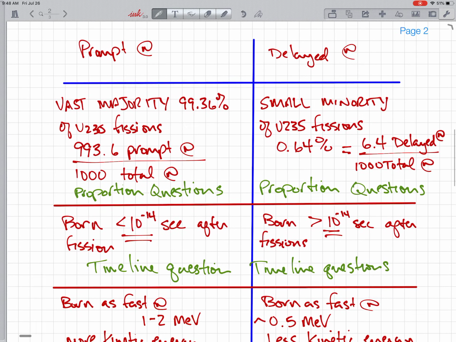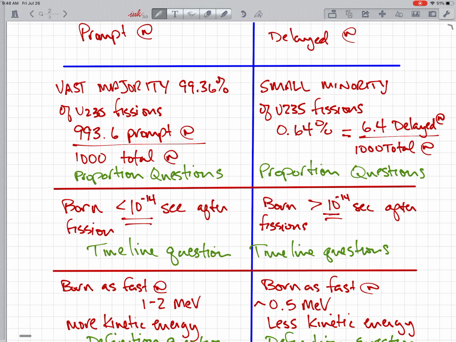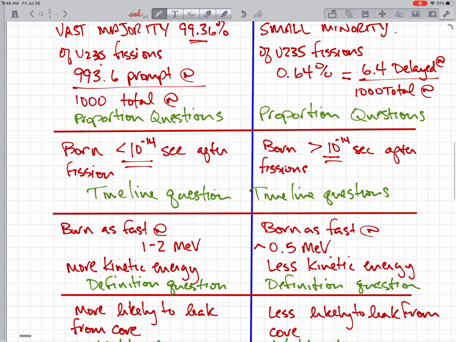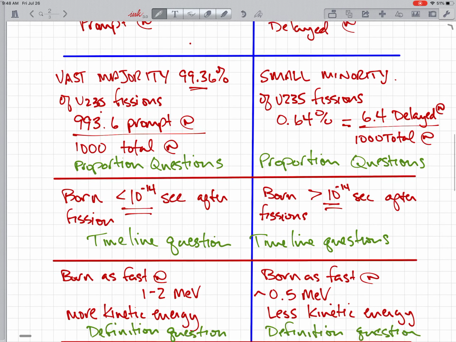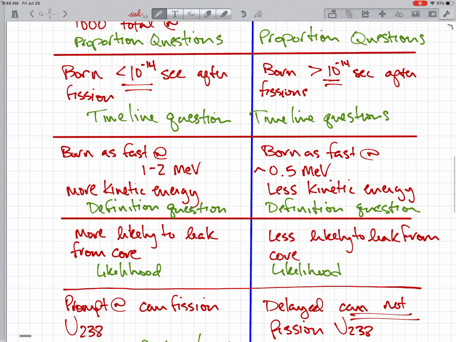All right. So I made up a little chart: prompt versus delayed neutrons. And the first thing in it is the vast majority are prompt. That's the vast majority of U-235 fissions. That means 993.6 are prompt per 1,000, and 6.4 are delayed per 1,000. So a very small minority of the total neutrons are delayed.